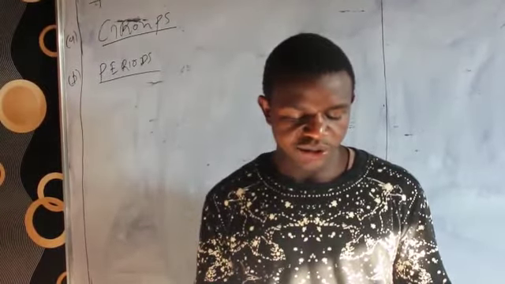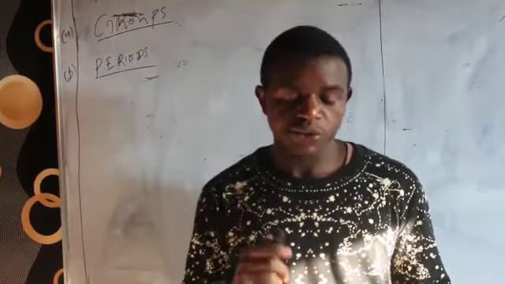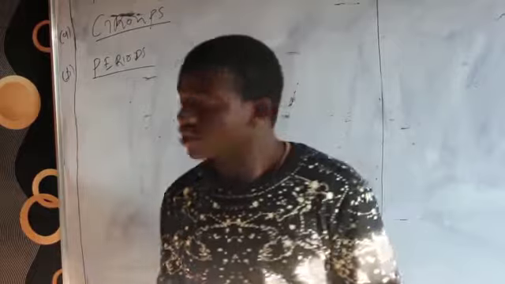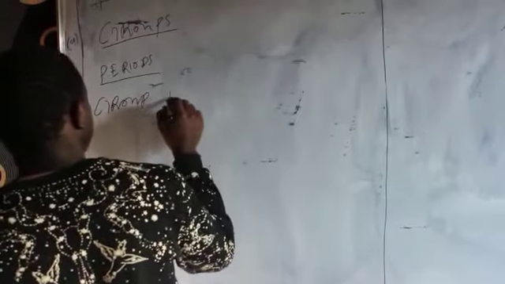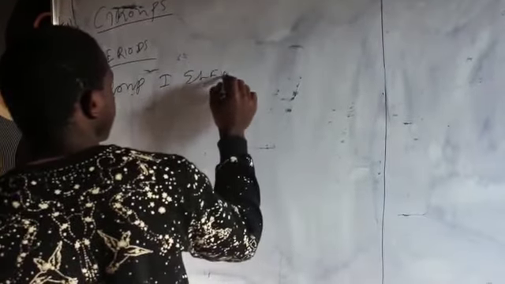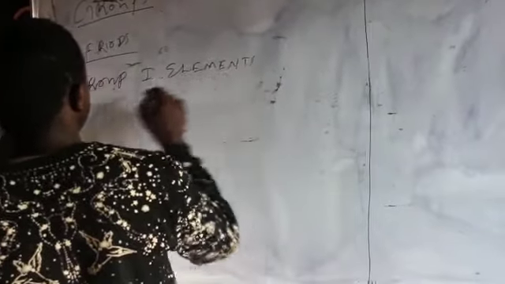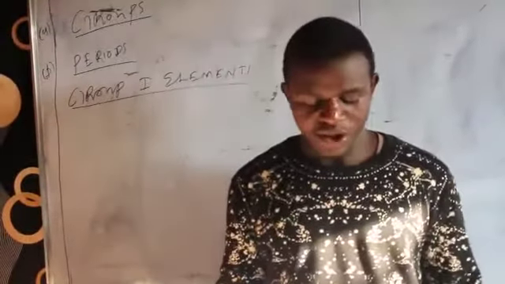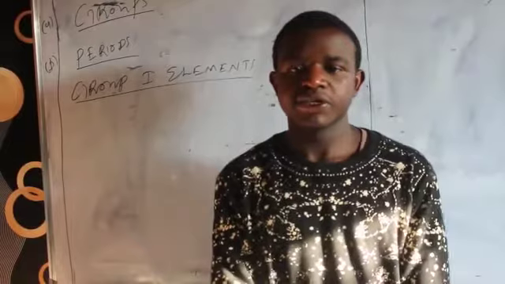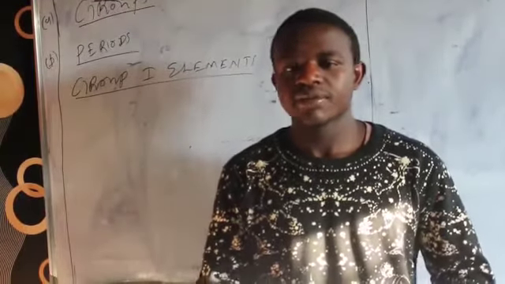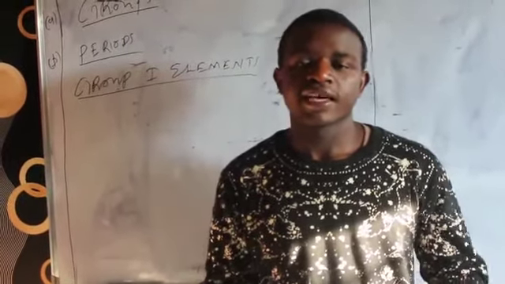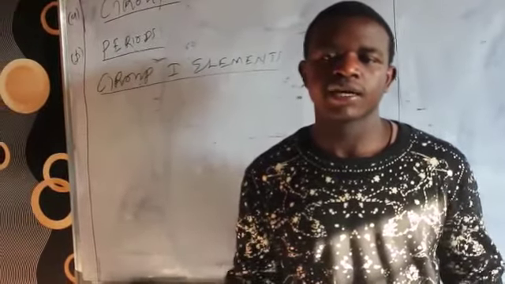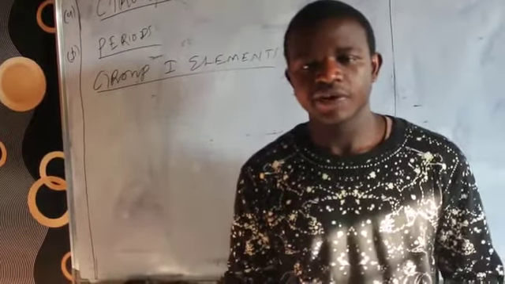Then the next thing that we're going to talk about are the group 1 elements. The group 1 elements are also referred to as the alkali metals. And these elements are highly reactive with water and oxygen. That's why they are stored under oil or under paraffin. It's because they are highly reactive.